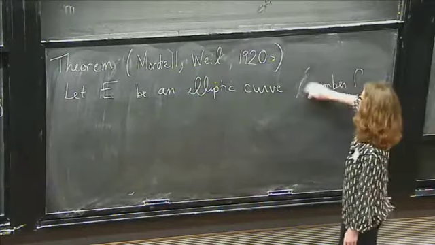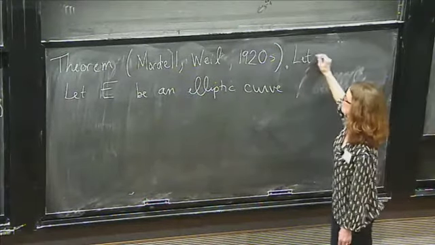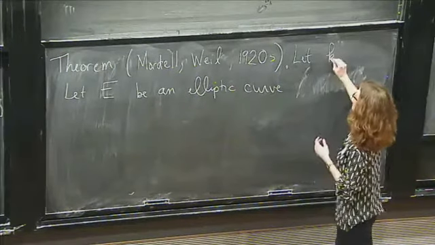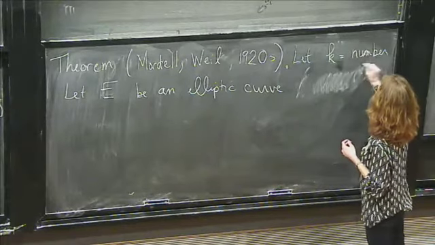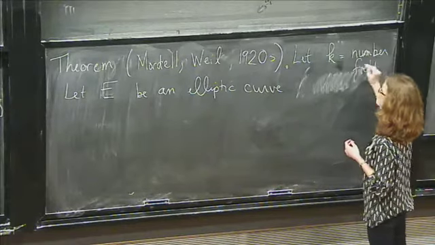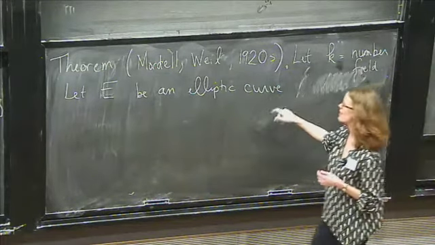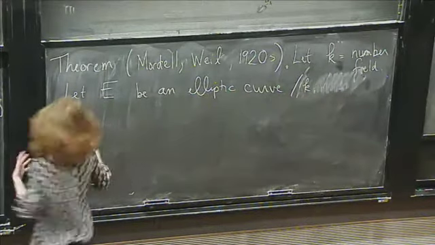Maybe I should say it here first. So let K be a number field. So rather than the function field that I've written there, which I'll come back to in a moment, let K now be a number field. Okay. Just remember, that just means a finite extension of the rationals. So let E be an elliptic curve over K. Actually, well, I'll just remind you now.